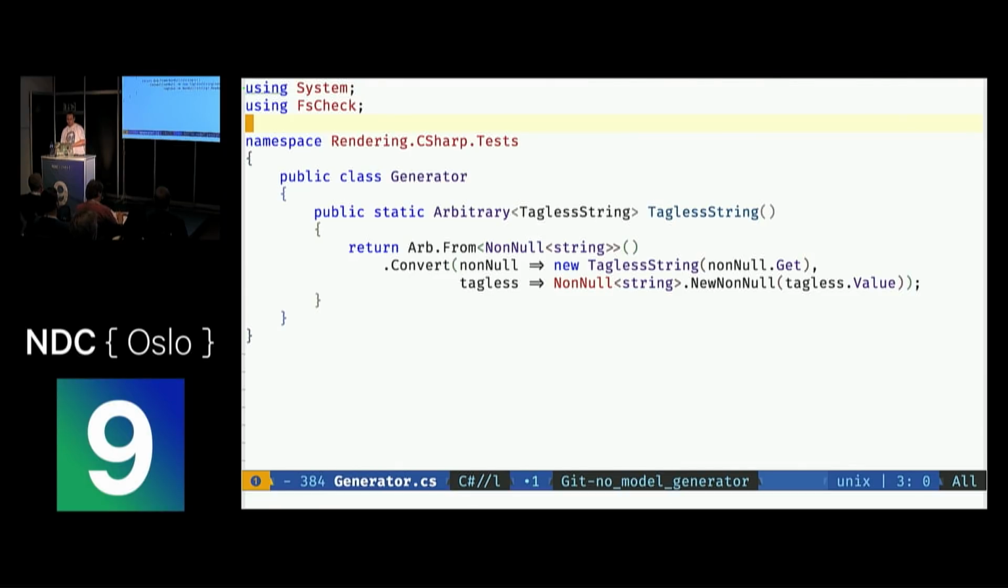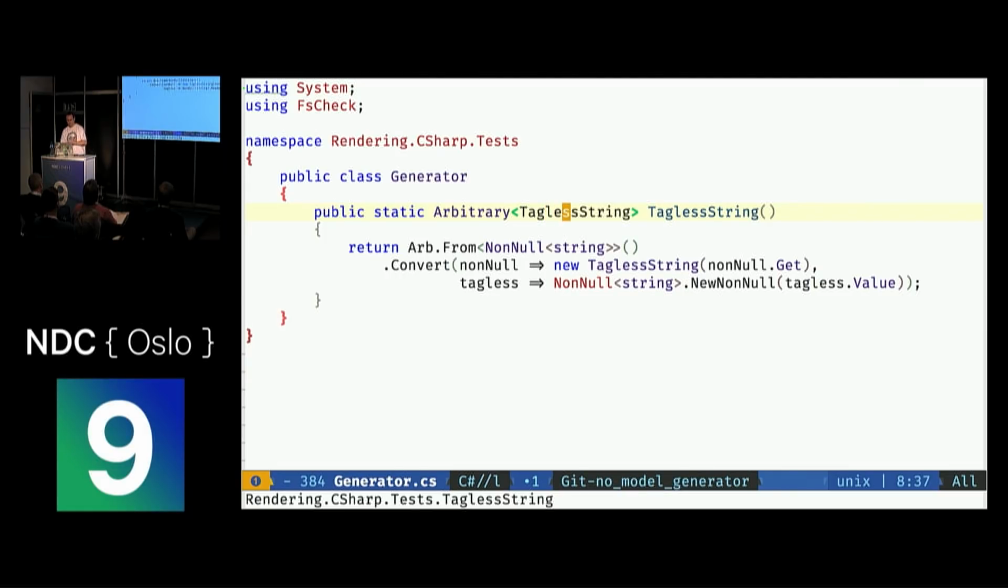So let's have a look at our generator. What we've got is this class. It's got a static member on it, which is of a generic type, an arbitrary of tagless string. And this is how we actually tell FsCheck how to generate tagless strings, because it has no internal concept of them. It has generators for many of the base class values, so it can generate dates, strings, dictionaries and lists and those kinds of things. But this is a class that we've created, and it's got no real way of knowing how we want to create it.